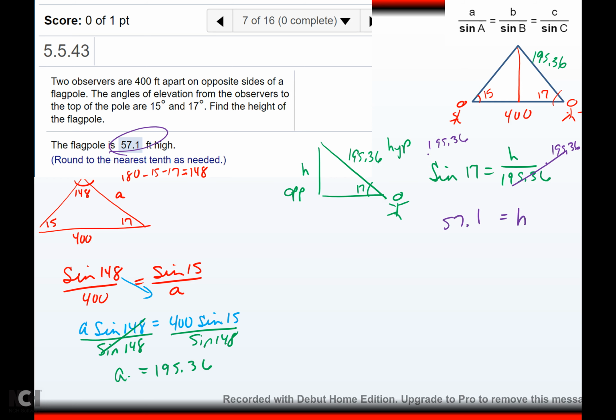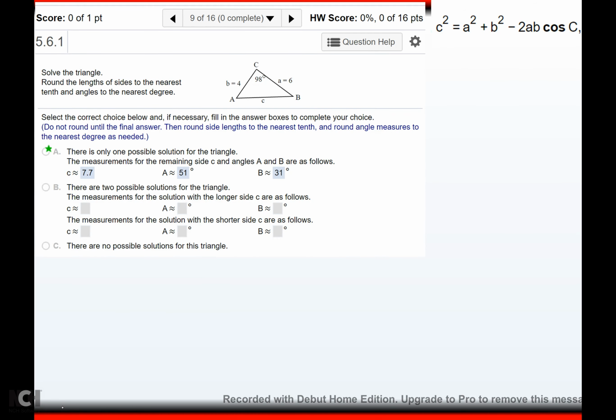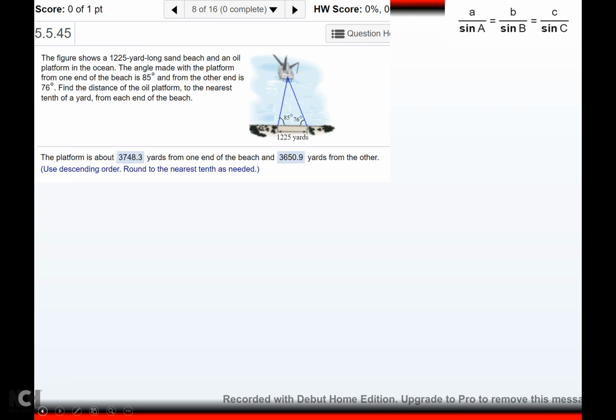Okay. Oops, I skipped one. Yep. Alright, this one says the figure shows a 1,225 yard long sand beach and an oil platform in the ocean. The angle made with the platform from one end of the beach is 85 and from the other end is 76. Find the distance of the oil platform to the nearest tenth of a yard from each end of the beach.